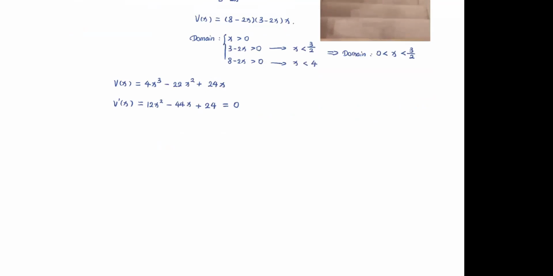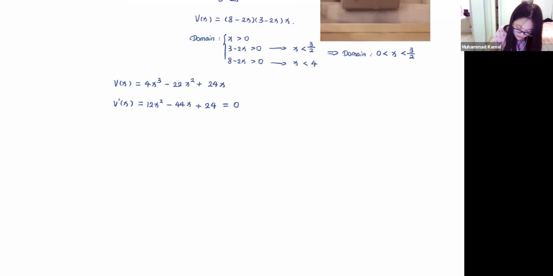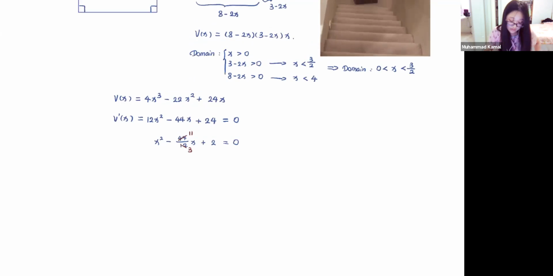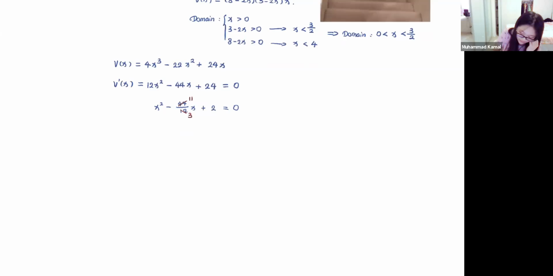So let's divide by 12. That's going to give us x squared minus 44 over 12 x plus 2 equals 0. And then you can simplify this, divide by 4, that's 11, that's 3. And then you can do factorization. This will give you x minus 3 times x minus 2 over 3 equals 0.